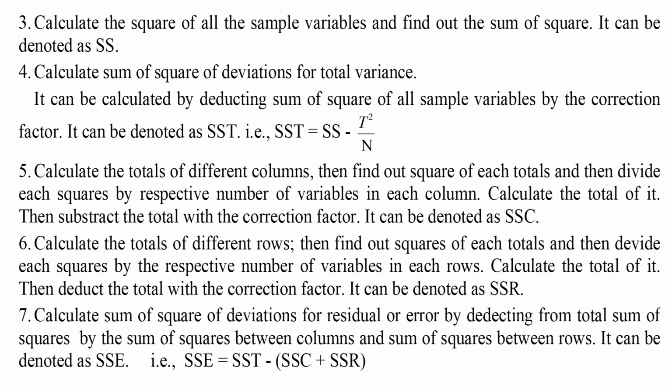7. Calculate sum of squares of deviations for residual or error by deducting the sum of squares between columns and the sum of squares between rows from the total sum of squares. It can be denoted as SSE. That is, SSE equals SST minus SSC plus SSR.